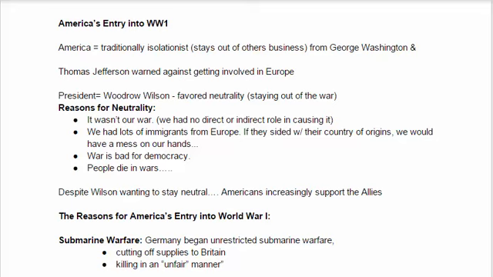So for the first 3 years of the war, we have absolutely nothing to do with this. We are traditionally a very isolated country on purpose. That goes all the way back to George Washington and Thomas Jefferson warning about getting involved in European affairs. And these are guys that led the independence movement. They led the war. They were the founding fathers. They wrote extensively about staying out of Europe's problems.